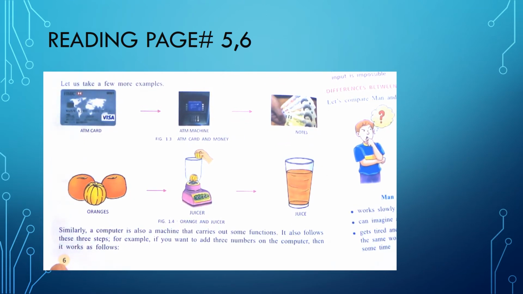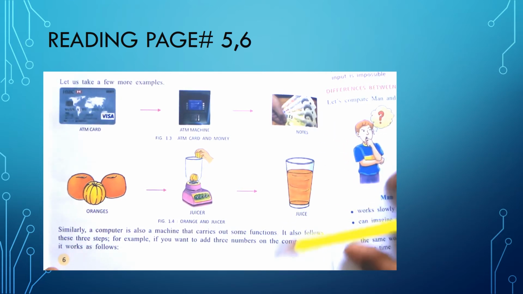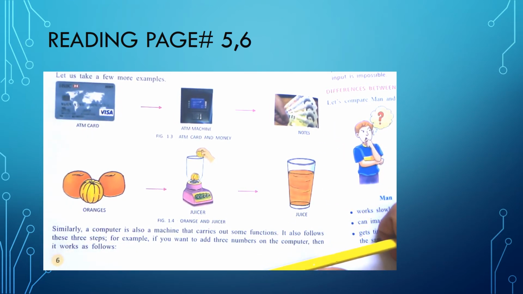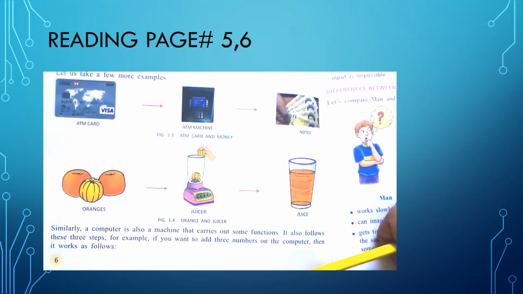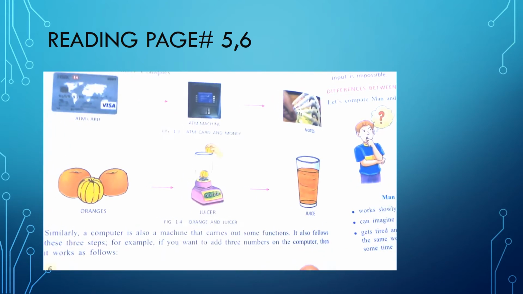Similarly, a computer is also a machine that carries out some function. It also follows those 3 steps. For example, if you want to add 3 numbers on the computer, then it works as follows. So this is page number 6, in which we learned 3 steps. Number 1 is input, second is processing and third is output.